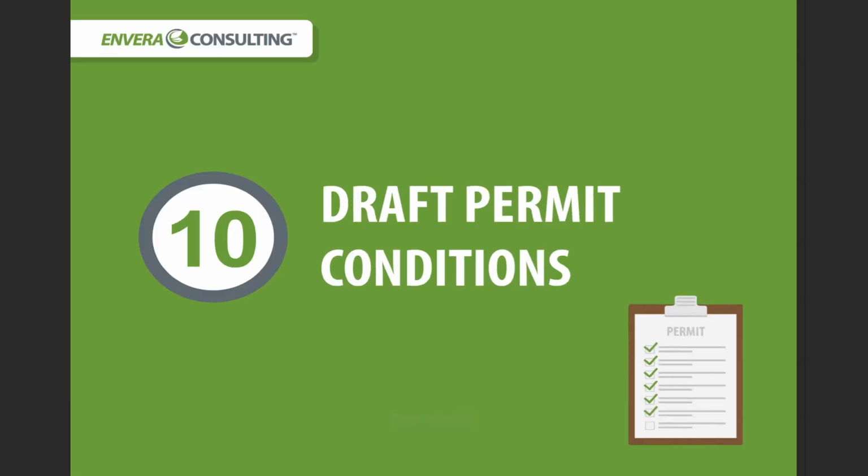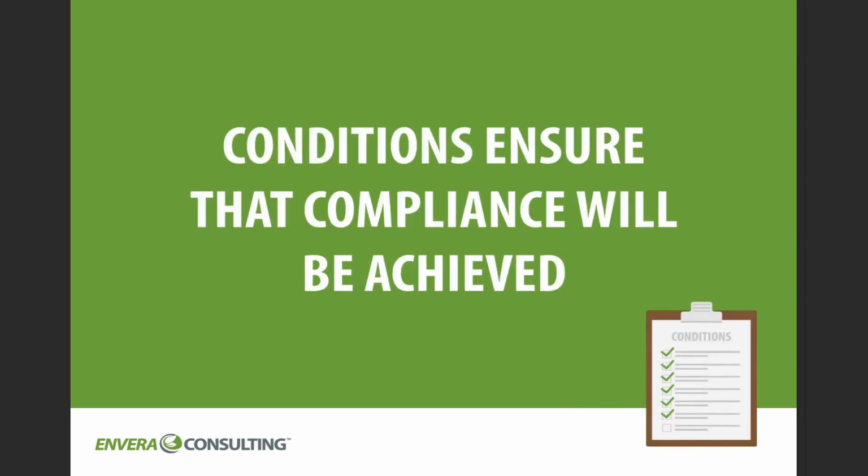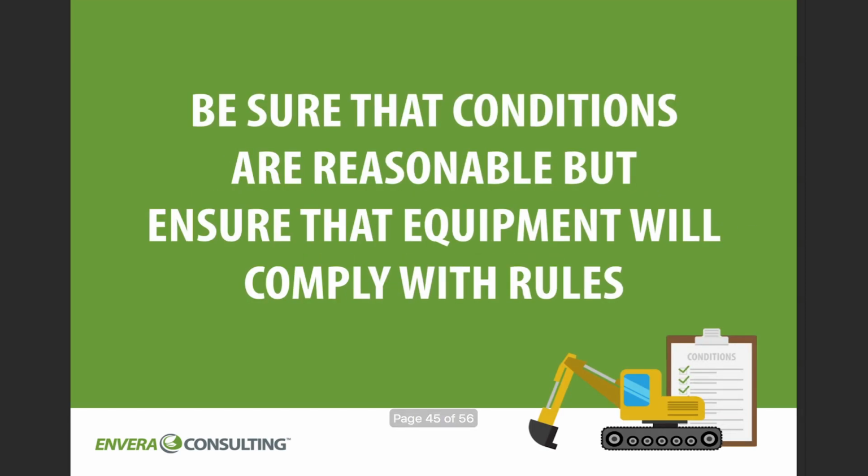And then number 10 is you want to draft up permit conditions. When the AQMD issues your permit, they will impose conditions on the face of your permit. And these permit conditions will be there to ensure compliance with all the rules and regulations of the air district. And so you actually have a say on which conditions you want to see on the face of your permit. And so because of that, when proposing conditions, you want to be sure that the conditions you propose are reasonable.